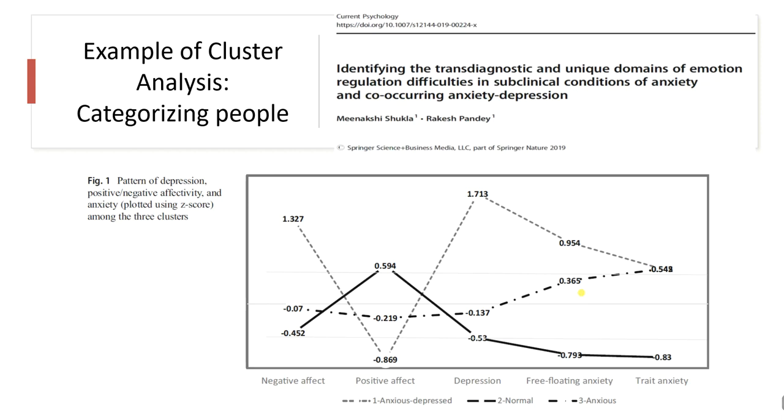So this is an example where we are categorizing people. Similarly, you can use this cluster analysis technique. People cannot be fractioned and distributed. One individual will either go in this group or this group or this group.